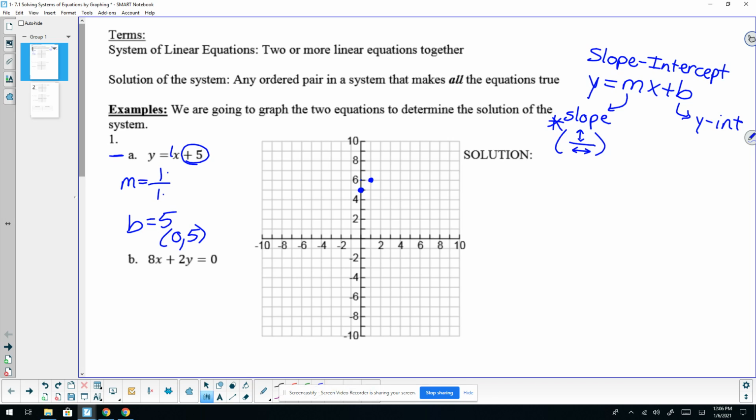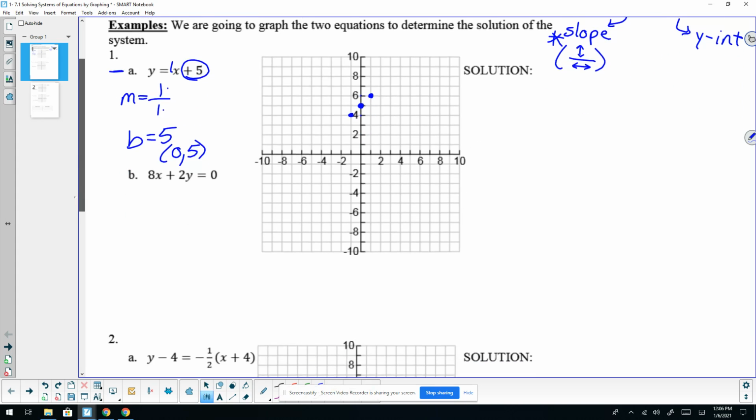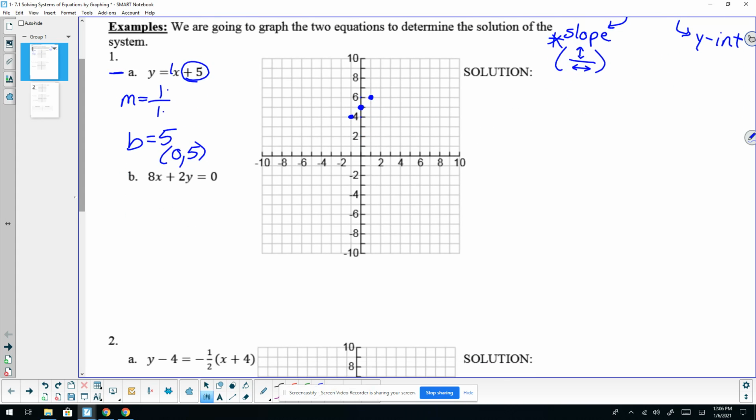Up 1, right 1. Remember, I also have to go in the opposite direction. So I go back to my y-intercept, which is (0, 5). Go down 1, left 1. There are my 3 points. Now, I do not want to make my line just yet. What I'm looking for in a system of equations is where the two lines meet. I want to find a point that is in both lines. So I'm going to leave it as those 3 points just for now until I get a look at what my other line is going to do.